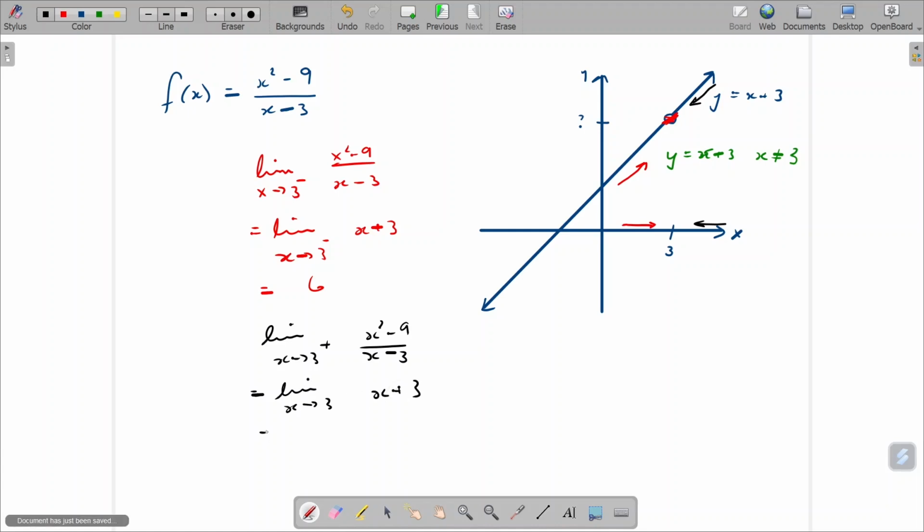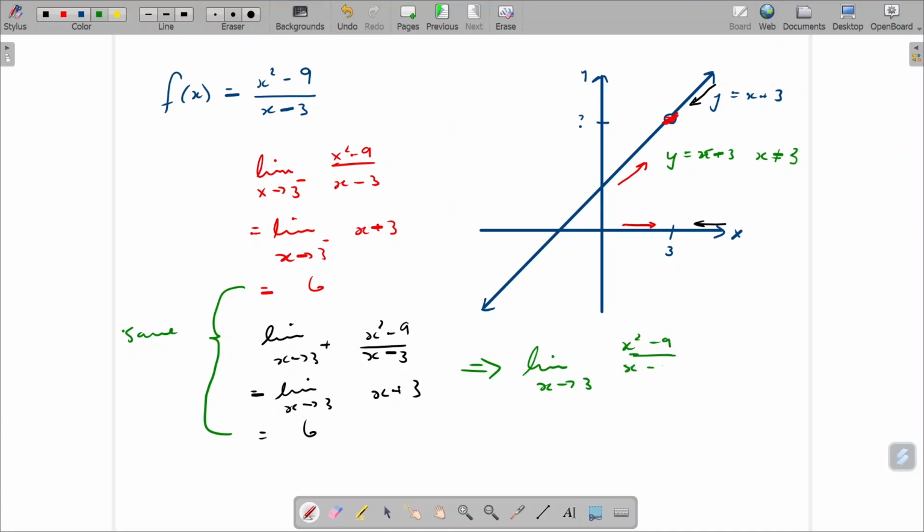And since this is no longer a problem, I will substitute in the 3 and get 6. And the key concept is that since these two values are the same, we therefore conclude that the limit as x tends to 3 of x squared minus 9 over x minus 3 is going to be equal to 6. In other words, we can therefore say that f of 3 will be 6.